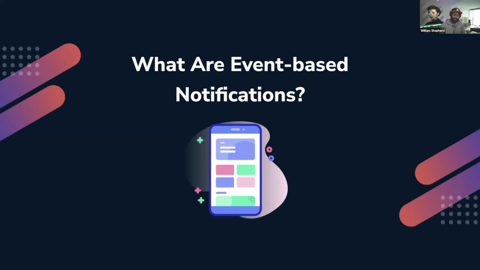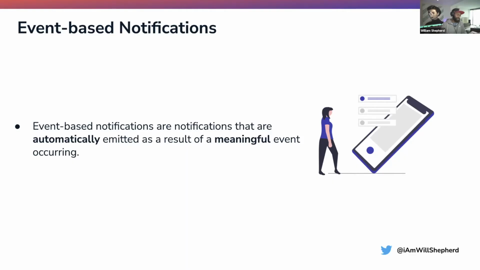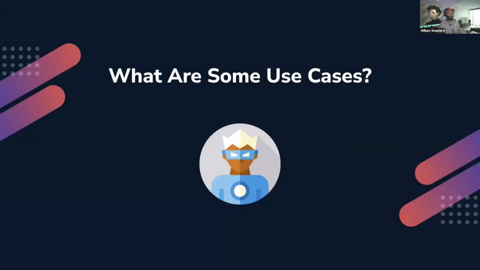So we're going to be talking about event-based notifications. So what are they? Event-based notifications are any notification that are automatically emitted as a result of some meaningful event occurring. Meaningful can take on many different shapes or forms. In our case, in this demo, it's going to be how many times the user has clicked on a specific button.